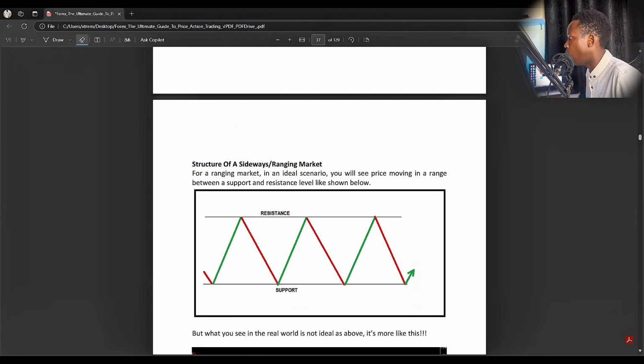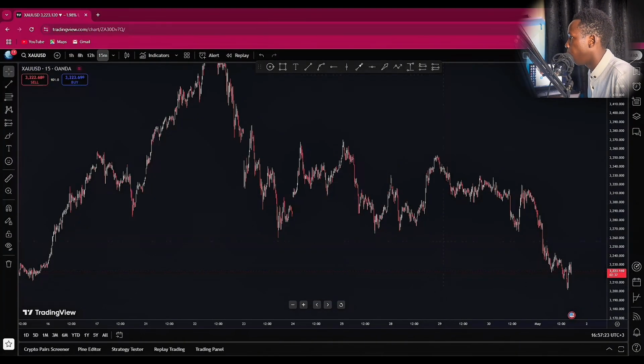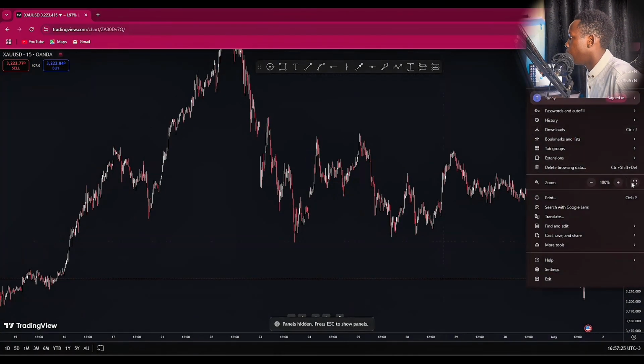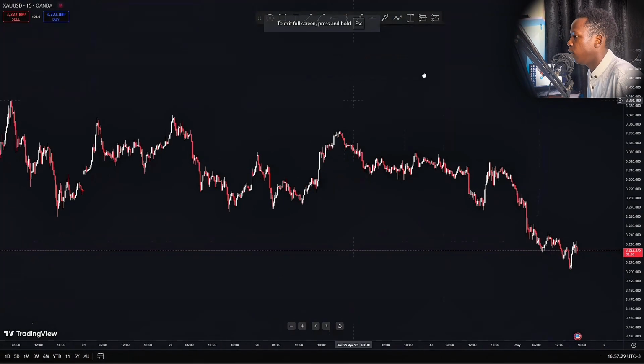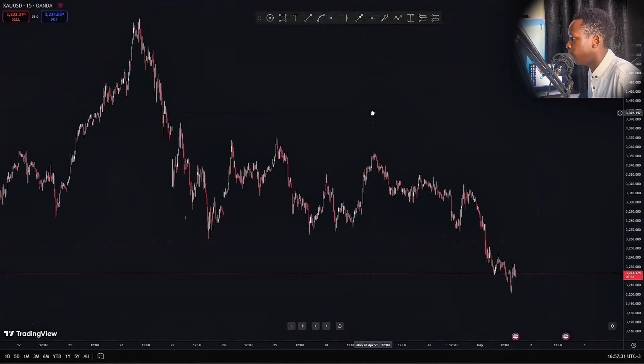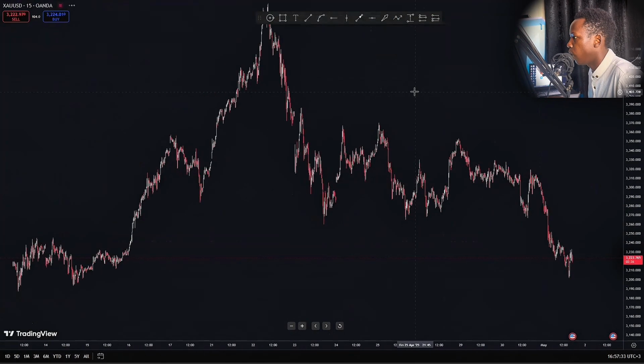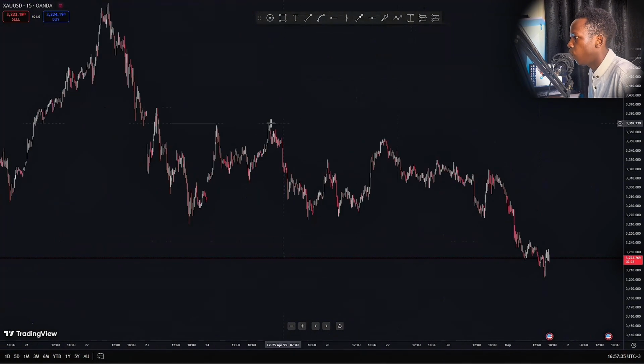Let's go on our live chart. I show you what we could also follow up. You see on this chart, this is XAUUSD. If you could come and see, you can see that the market is in a downtrend. Market is in a downtrend.